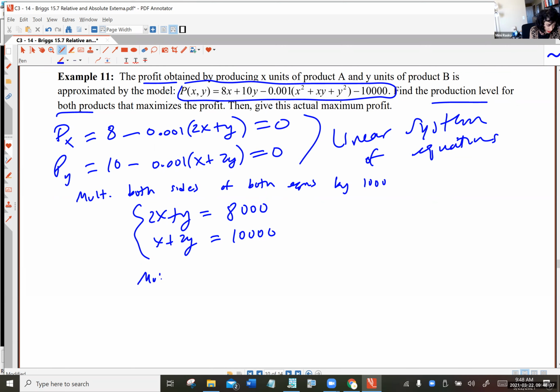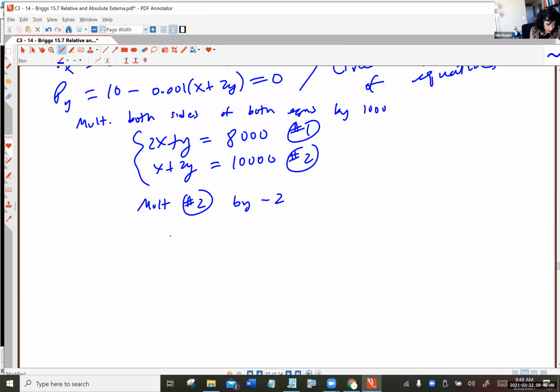So I'm going to multiply the second equation. I'll call it, here's equation 1 and here's equation 2. I'm going to multiply equation 2 by -2, and then I'll add it to equation 1. So I'm just going to copy down equation 1 here. And then when I multiply equation 2, both sides, of course, by -2, it then looks like -2x minus 4y equals negative 20,000.